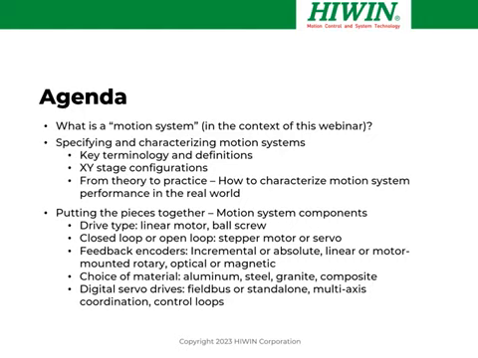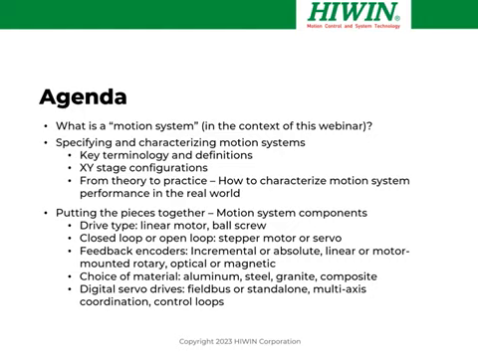The next part of the webinar will be how we put the various pieces together. So we'll look at the motion system components, the elements comprising a motion system. We'll look at drive types, linear motors, ball screws. We'll consider open loop or closed loop operation using stepper motors or servo motors. We'll look at feedback encoders. That's a critical component. We'll look at incremental or absolute, direct or indirect feedback, and whether they are linear encoders or motor mounted rotary.